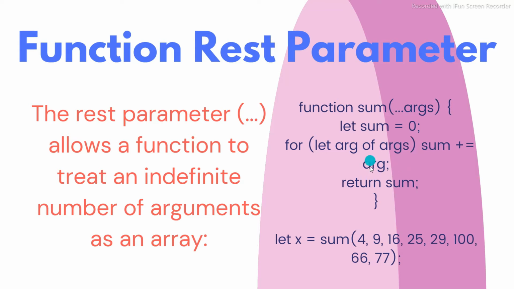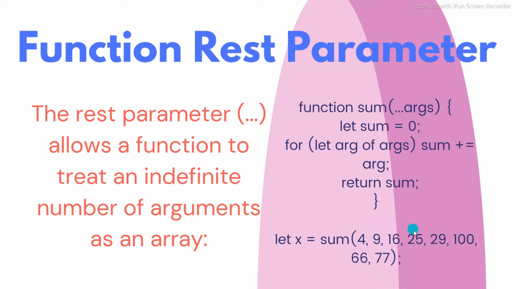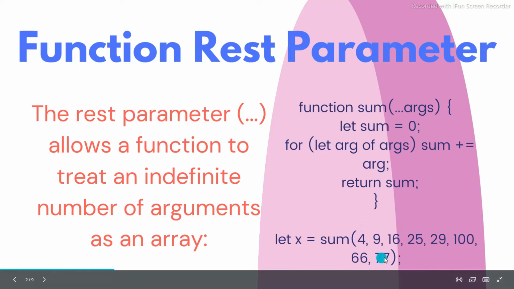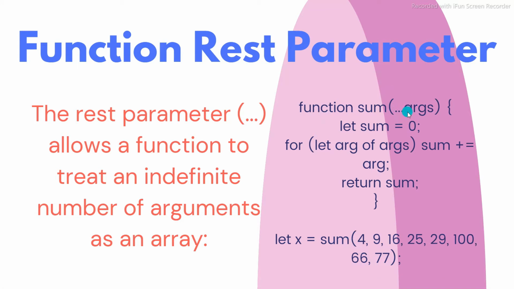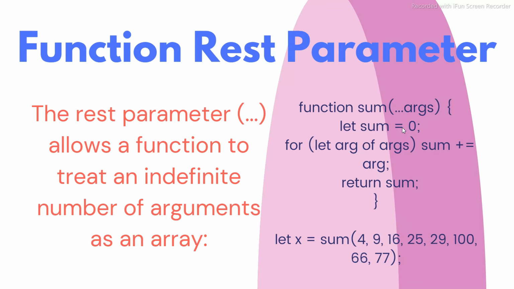For instance, arg is 4, and next we come with 9, and 4 plus 9 is 13. Next we have 16, 16 plus 13 is 29, 29 plus 29 is 56, plus this 25. We are going to get the sum of all these, and this is how we use the rest parameter. To use the rest parameter, we have to use these three dots and an arg name or something, and we can add a lot of numbers into it. It is going to take everything, and this is how we go with the function rest parameter.